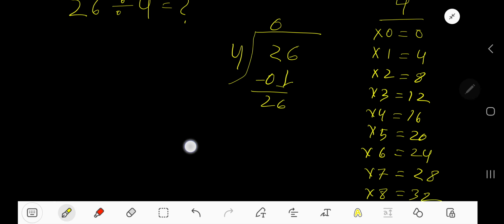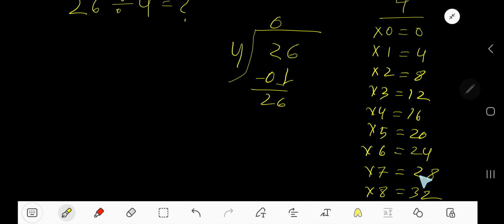4 goes into 26 how many times? 7 times is 28, which is greater, so 6 times. Consider 6 here. 6 times 4, or 4 times 6, is 24. Subtract, we are getting 2. So 0 6 means 6, remainder 2. So our answer is 6 remainder 2.